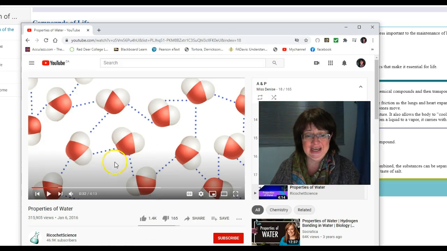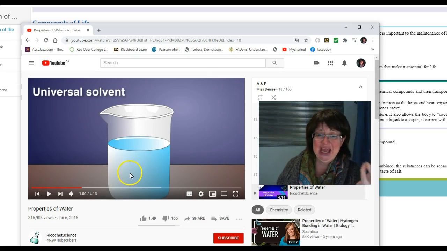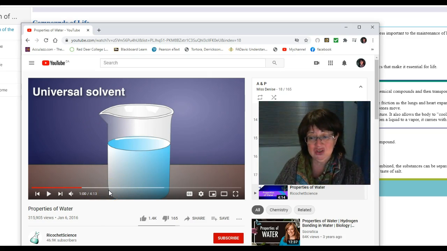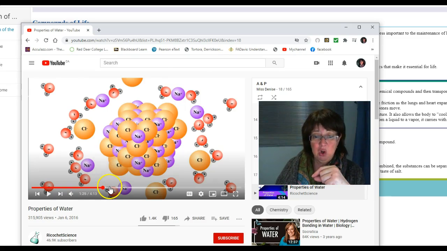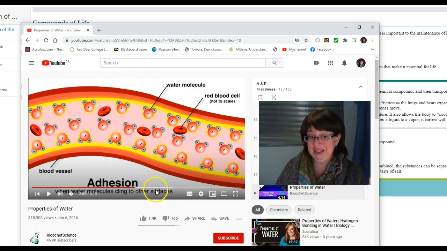There is a video called The Property of Water, which is later on Blackboard. Have a look at it because it goes into more detail and talks about how water is a universal solvent, water is a very good lubricant, and water also has a high specific heat capacity. So that's what we're looking at in terms of water.